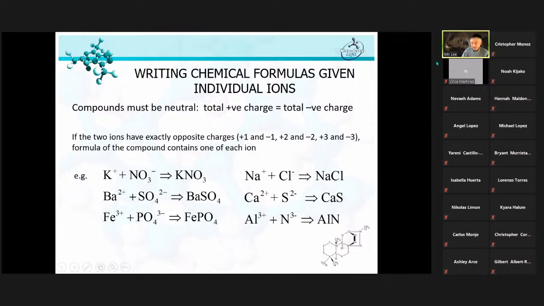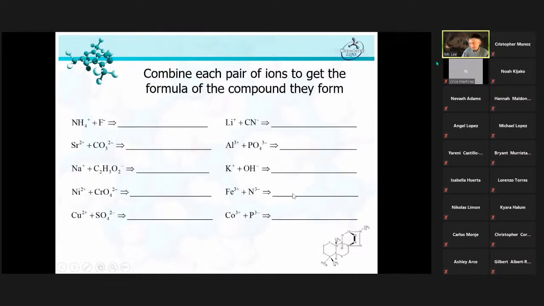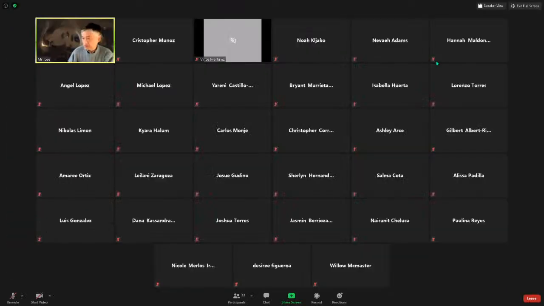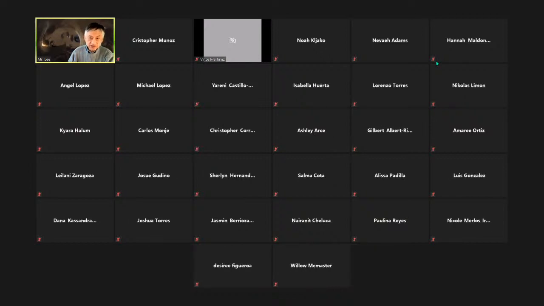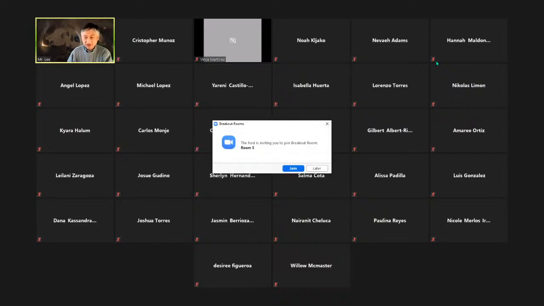So the first thing I'm going to have you do is this assignment here. All these charges are the same, and all you have to do is put them together. I'm going to put you in breakout rooms here. What you want to do is worksheet number 4. Once you're done with worksheet number 4, please upload it to the Google Classroom so you can get credit for today, at least for that assignment. So there you go. I'm going to give you 5 minutes.